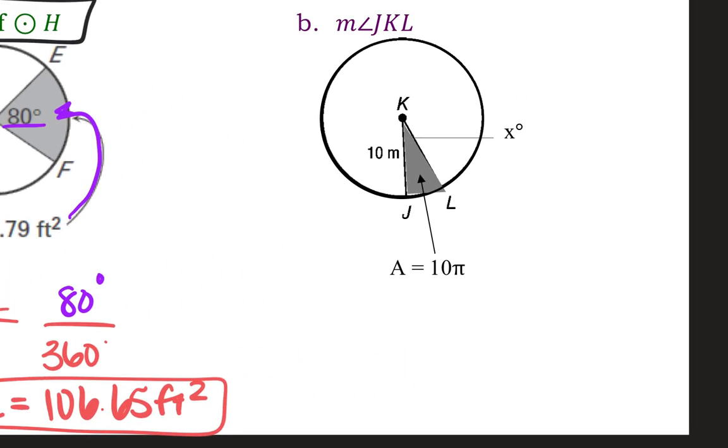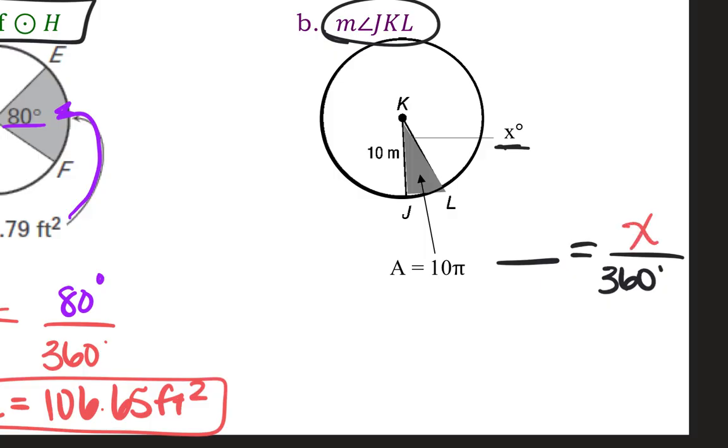All right, what's this one? This one's asking for what? What do you think the question's asking for? The central angle. Where's the central angle located? Right above the 360. All right, do we know the area of the sector? What's the area of the sector? 10 pi. All right, so we're going to put 10 pi there.